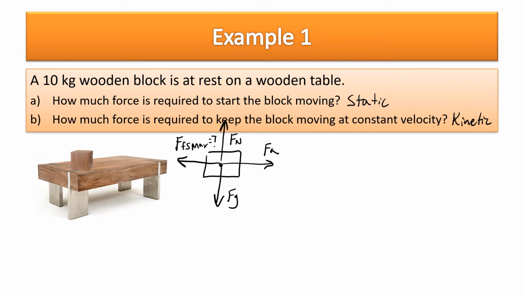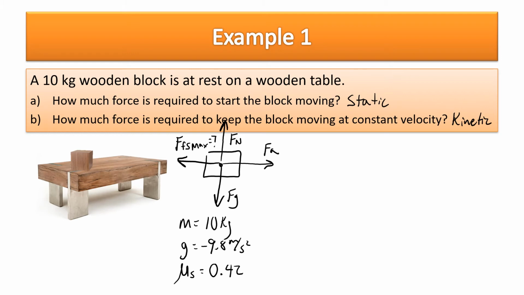So then we could write our given information. The mass is 10 kilograms. We're on Earth. And it's wood on wood, and it's static. So you look in the front of your reference table, and the static coefficient, what is it? Take a look. Did you pick out the right one? The static coefficient for wood on wood is 0.42, just like yesterday.